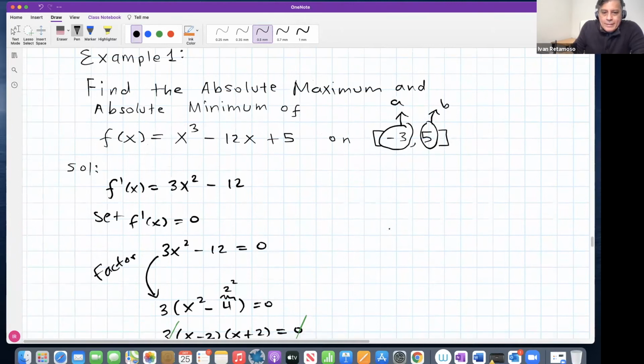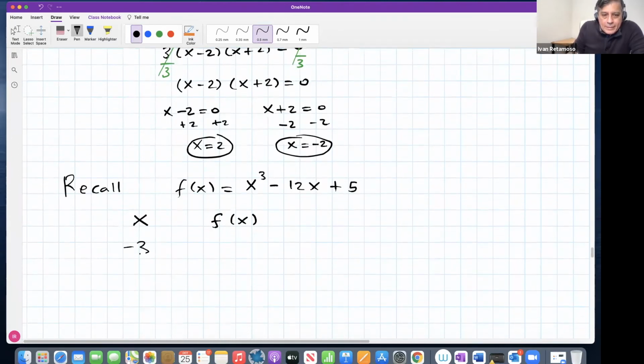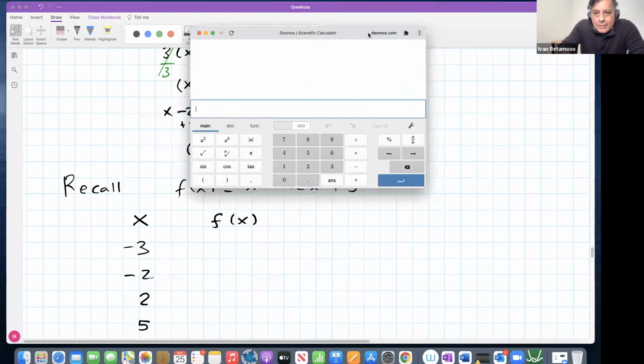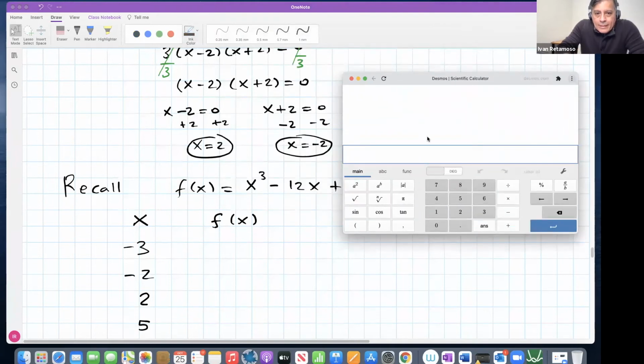-3 and 5. So on the table, you start with -3 and 5, and you leave some space to write in between your critical points, 2 and -2. So I put -2 here and 2 here, okay? So we're going to evaluate at all these special points and the outputs will come out. We will compare the outputs and from there we will pick our absolute maximum and our absolute minimum. Okay, so let's start doing the evaluation. Let's take the calculator, our decimal scientific calculator. Let's start with the first evaluation.